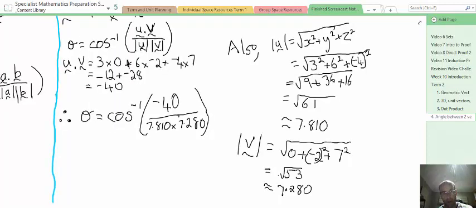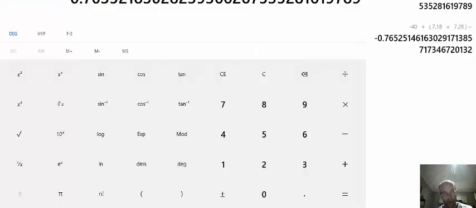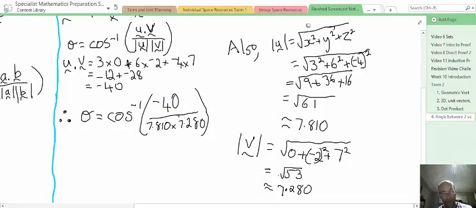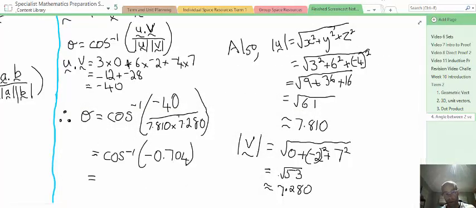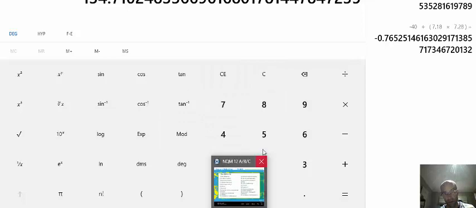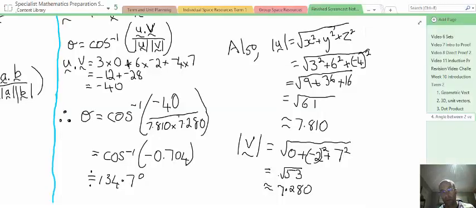Subbing in, on the calculator the contents of the brackets is negative 0.7035, let's say negative 0.704. So we write that in, we sub in the calculator the inverse cos of that, and I get 134.7 degrees.